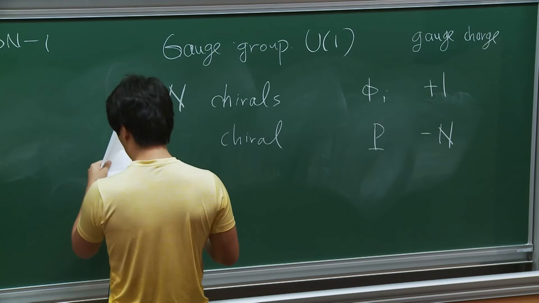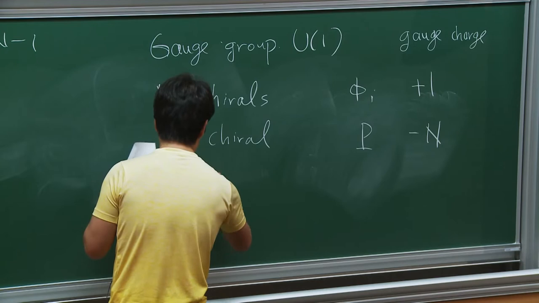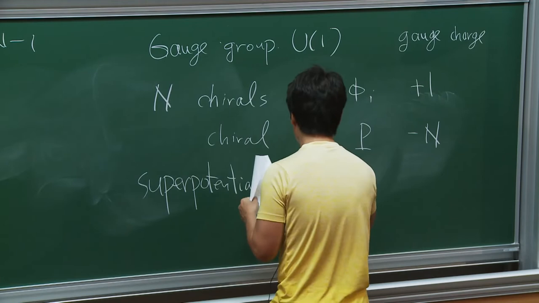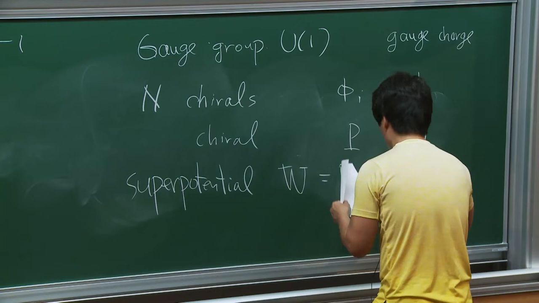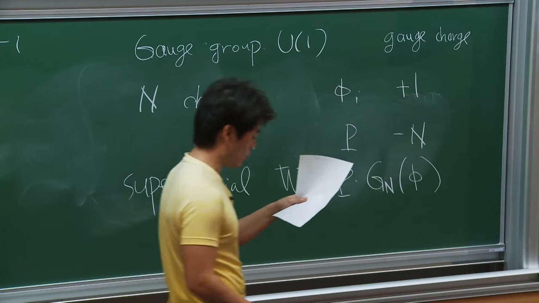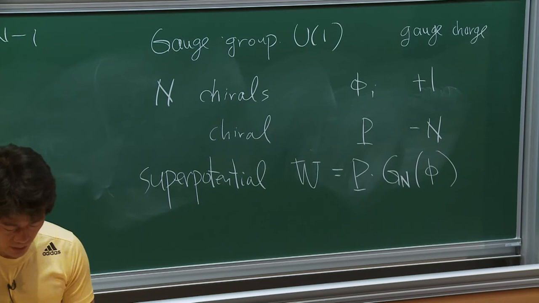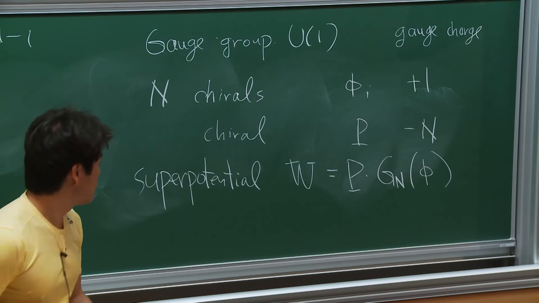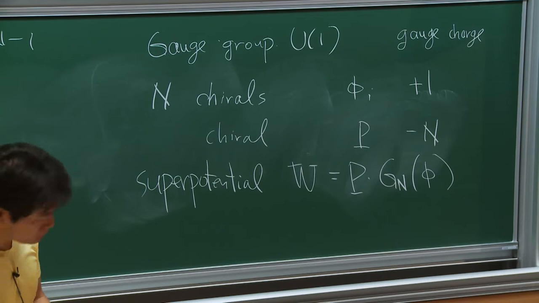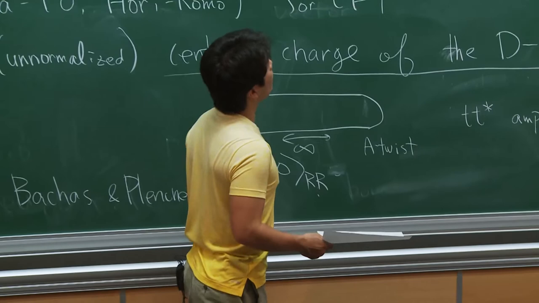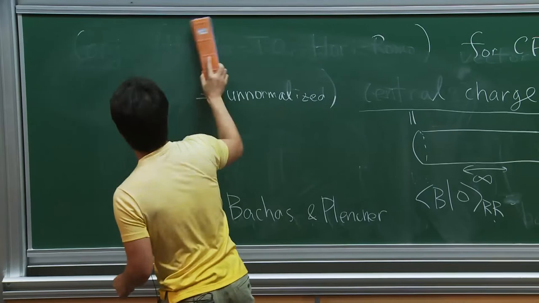And the superpotential is P times a polynomial in phi, which is assumed to be homogeneous of degree n. And you probably know that for positive FI parameter, the theory flows to a nonlinear sigma model whose target space is the Calabi-Yau.